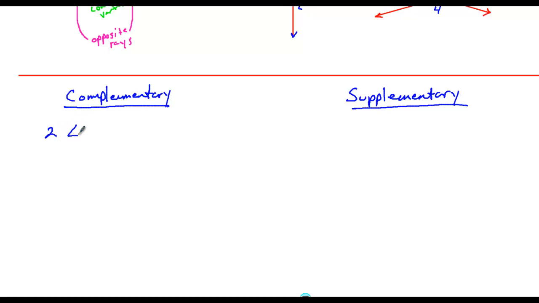Complementary angles are two angles. So remember my angle symbol from yesterday? When you make an angle symbol and you put a little s inside it, that means angles. So complementary angles are two angles whose measures add up to what? Let's see if you remember. 90 degrees.